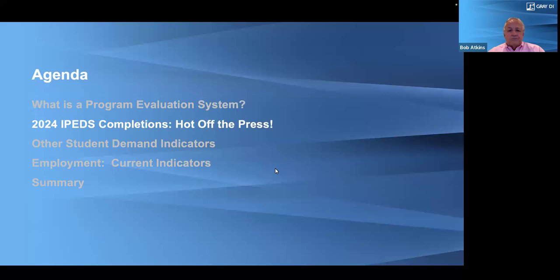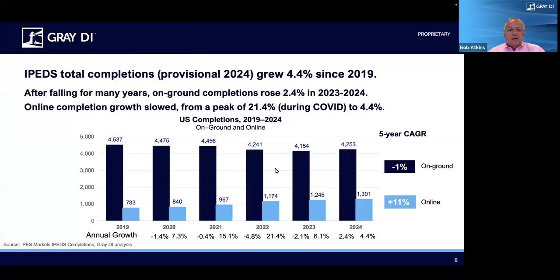Now let's turn to the market. And we'll talk first about IPEDS completions. Total completions are good news, up 4.4% since 2019. That's not a huge growth rate, but it's a good one. And on ground grew 2.4%, not as fast as online, which grew 21% over that same time period. So pretty rapid growth in online.